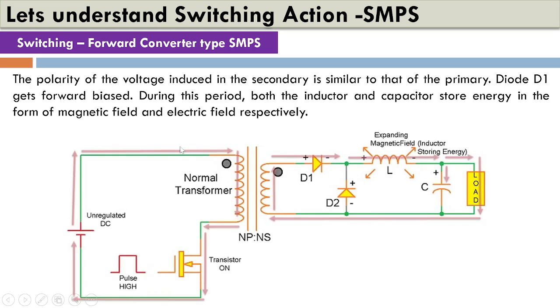In the secondary side of the coil, the induced voltage will be the same as that of the primary. So if the induced voltage is the same as that of the primary, then this side is positive with respect to the other side of the secondary of the transformer. Then this particular diode will get forward biased. When this diode gets forward biased, the current will flow through the inductor and to the load, also charging the capacitor.